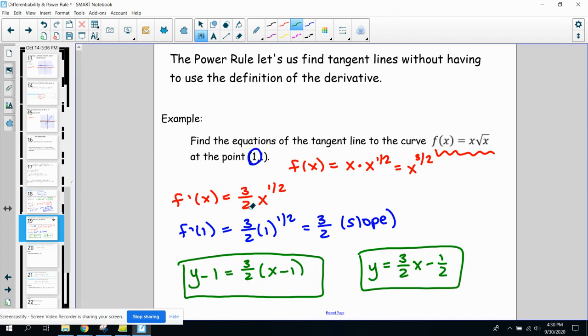Just finding the slope, plugging it into point slope form, and finding the equation.